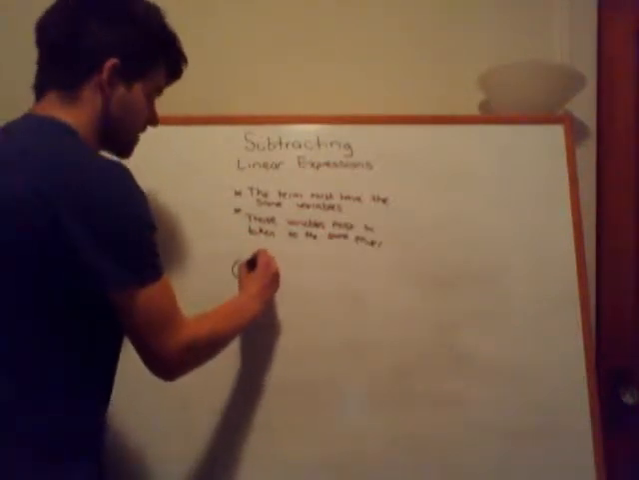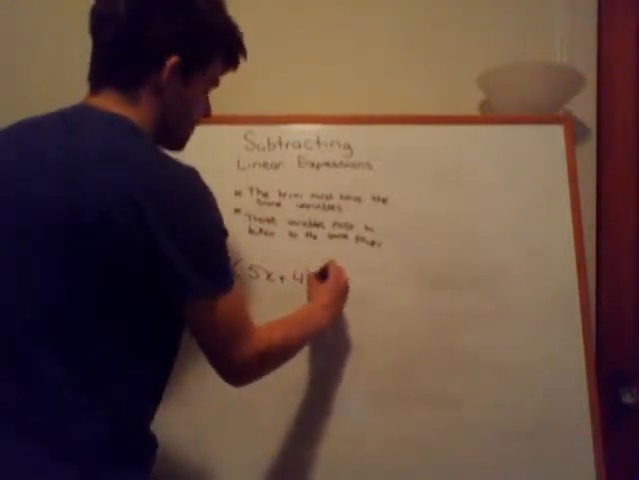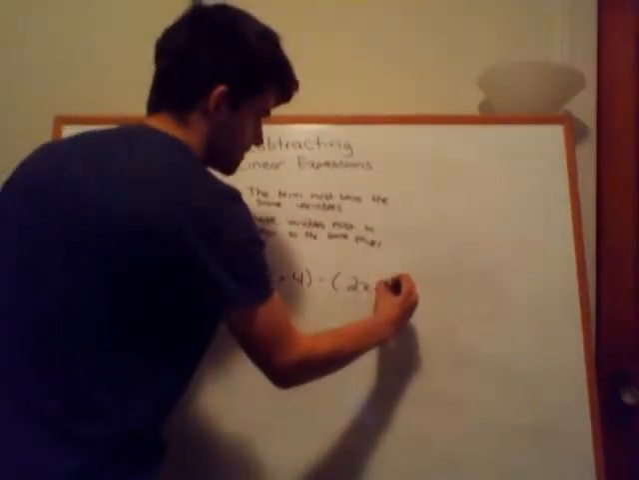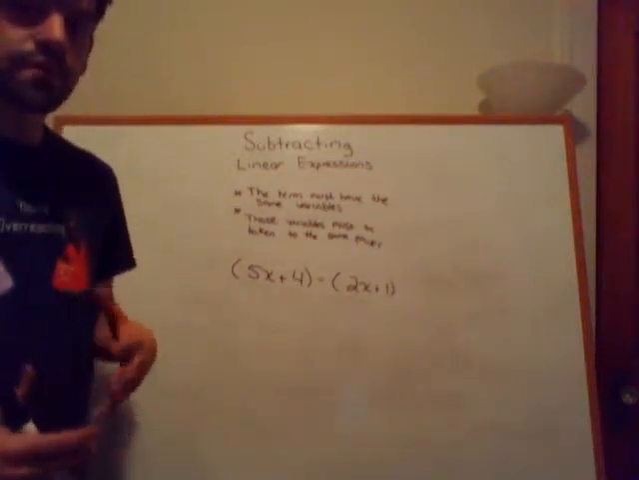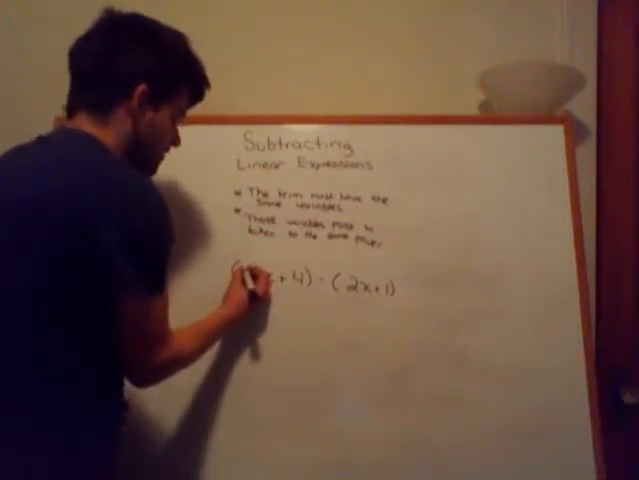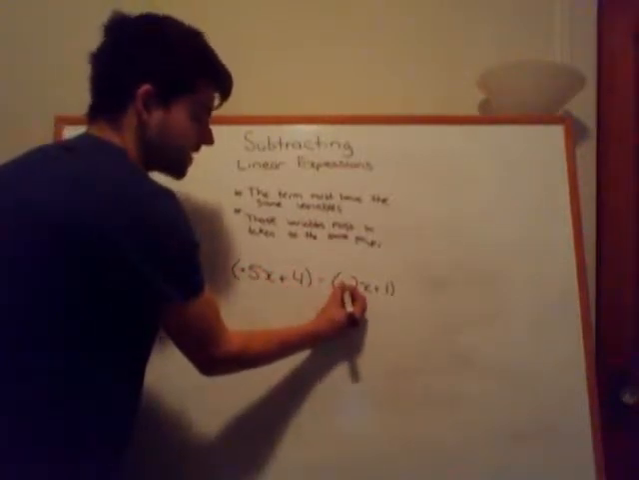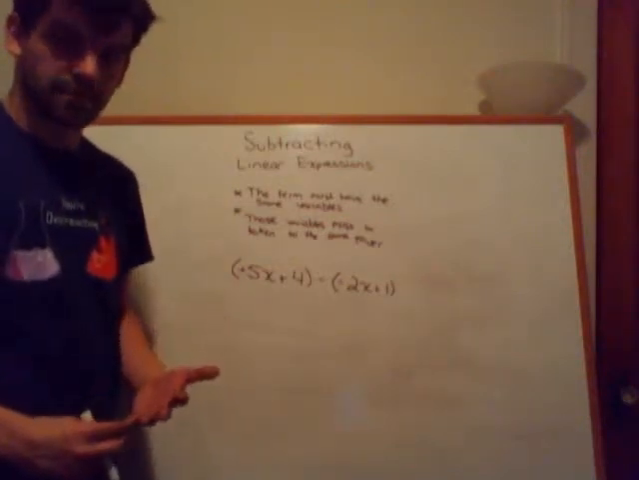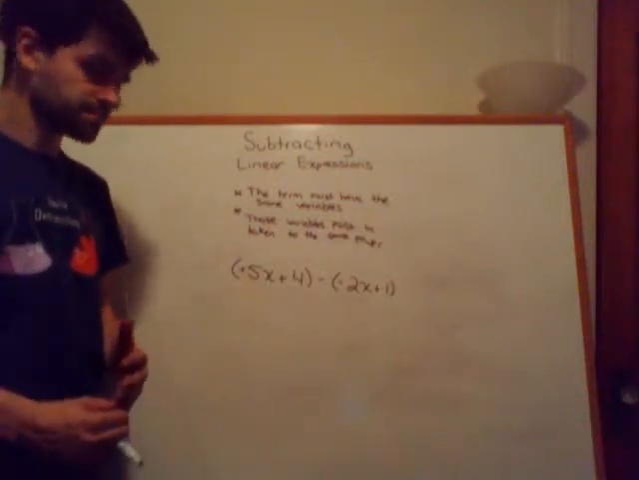Let's say I have the expression 5x plus 4, and I want to subtract the expression 2x plus 1. Now, for housekeeping and bookkeeping purposes, one of the first things you can do is, if a term itself does not have a sign in front of it, go ahead and put a plus, indicating that it is positive. Otherwise, it would be negative, but there'd be a minus sign in front of it. So if it doesn't have a sign, go ahead and put a plus sign in front of it.